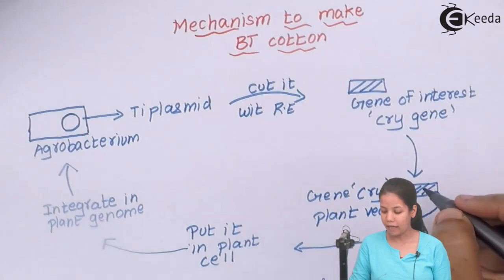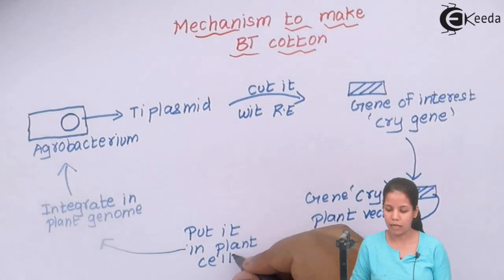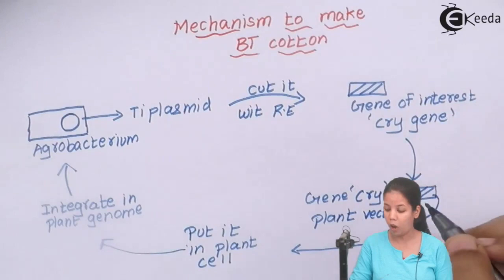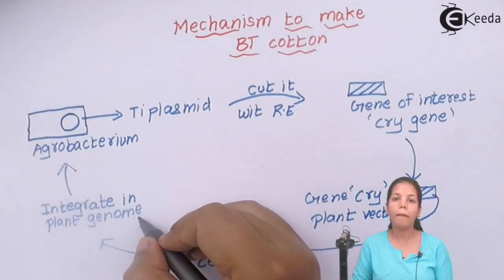And now this cry gene along with that plant vector is put into a plant cell. And now when the plant grows, the cry gene which was introduced along with the plant vector will integrate into the plant genome. And this is how BT cotton is made.